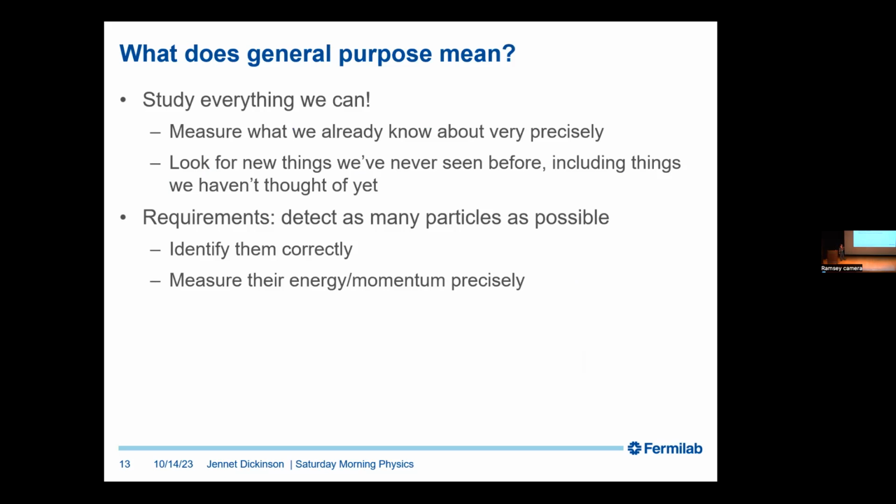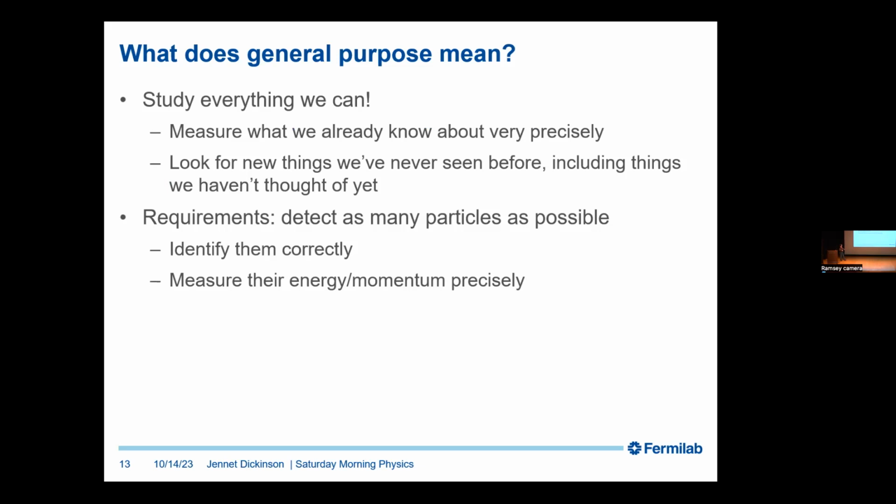So what is a general purpose experiment? This is something that I really like about CMS. It means that we study everything that we can. So there's no one measurement that we're interested in making. We have kind of a long list of measurements that we would like to make based on what we know already. So we know what exists and we want to measure them very precisely. But we can also look for stuff that we've never seen before. And we can also sit around and think about new stuff and go back and look at our data, an opportunity to look for stuff that we hadn't thought about before.